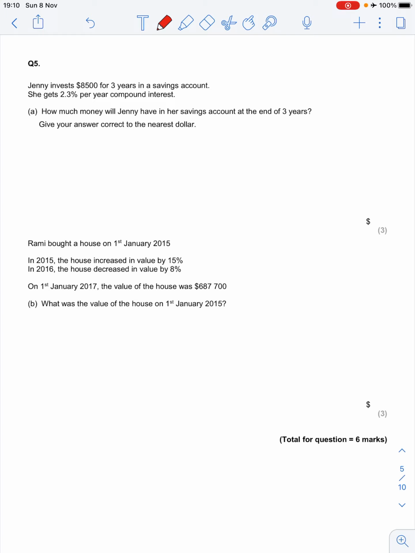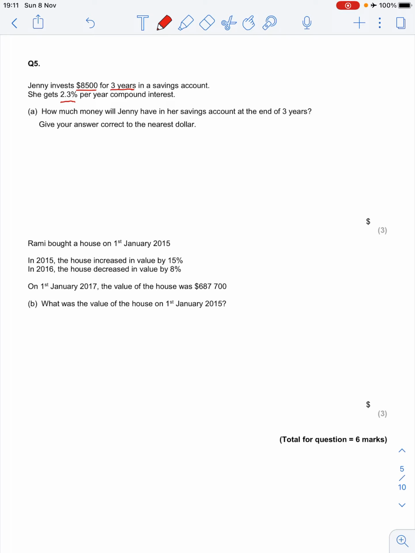Question 5. So, Jenny invests 8,500 for 3 years in a savings account, and she gets 2.3% interest. How much money will Jenny have in her savings account at the end of 3 years?